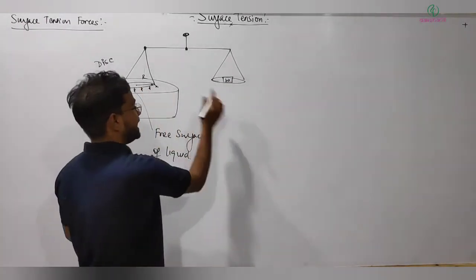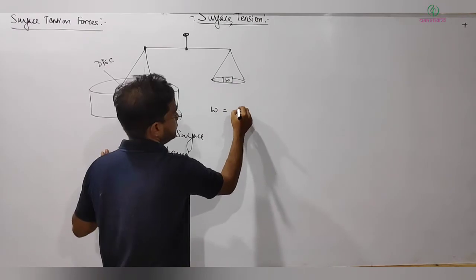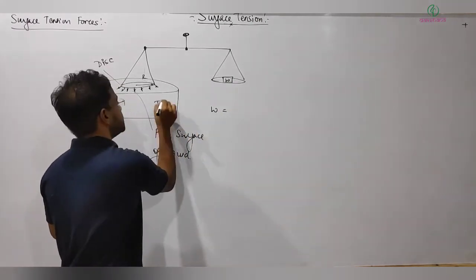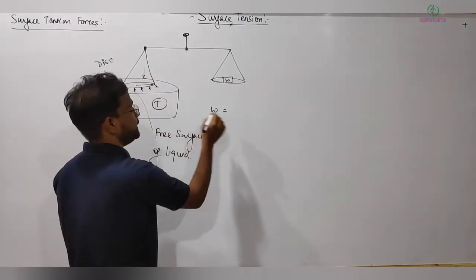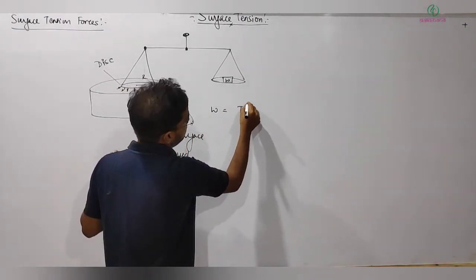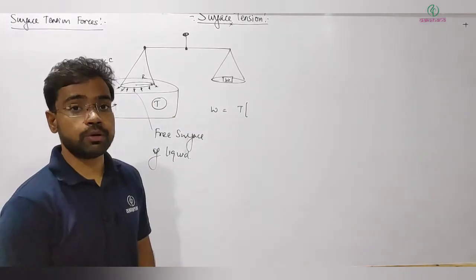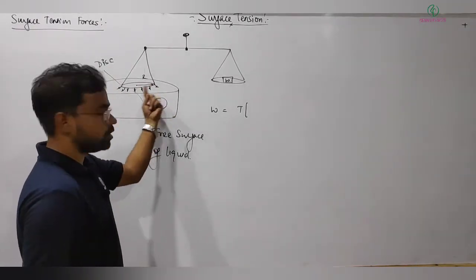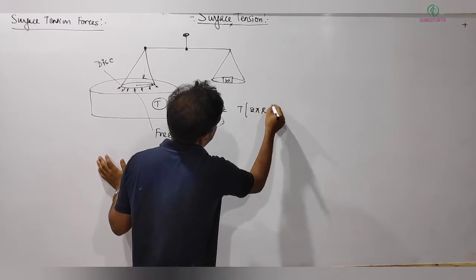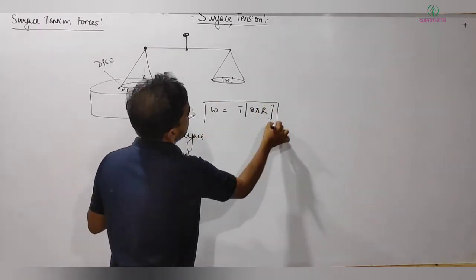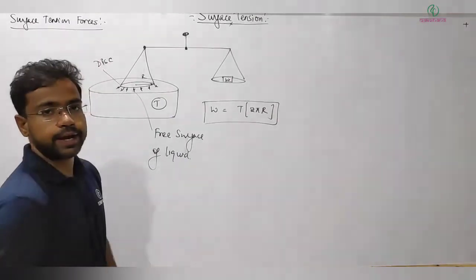So what will be the weight W? To balance it, W is given by, if T is the surface tension of this liquid and R is the radius, W equals T, because T is surface tension per unit length, multiplied by the length, which will be 2 pi R. So W equals 2 pi R multiplied by T. This much weight will be required.